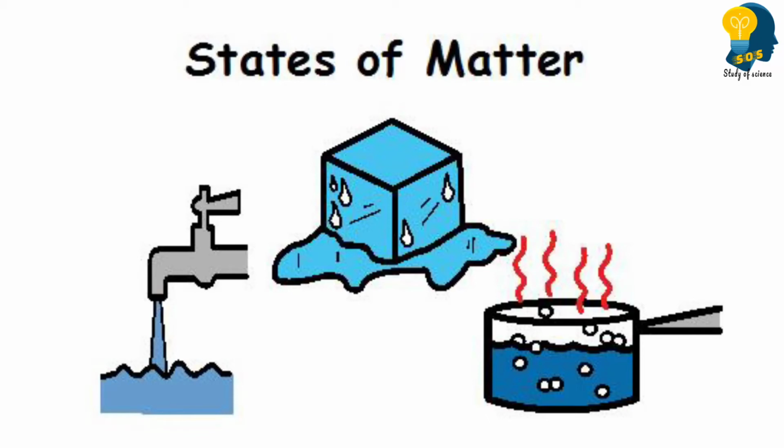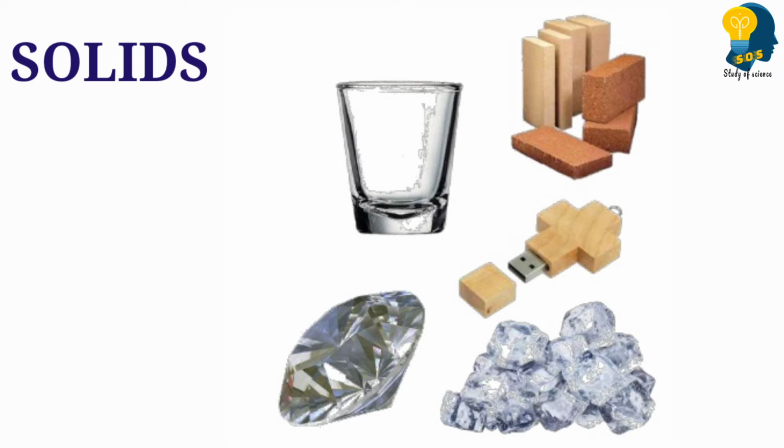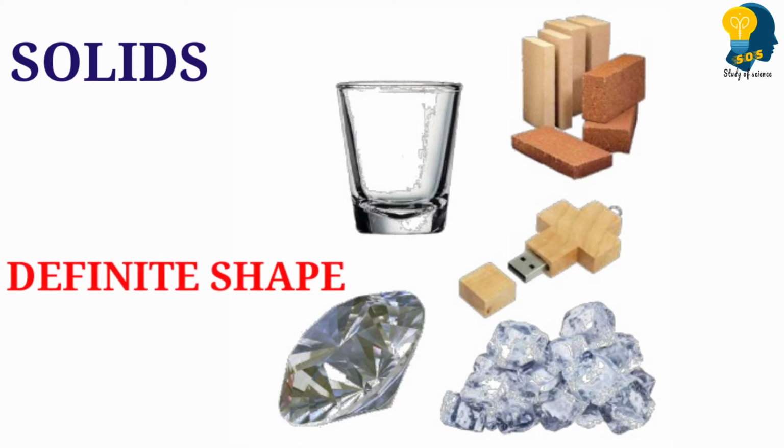Students, in this session, let us understand the difference between solids, liquids, and gases. Here are a few substances. You can observe there is glass, a brick, a piece of wood, and diamonds, correct? So, what is the one common thing that you can find in all these things? Absolutely correct. All these things have a definite shape.